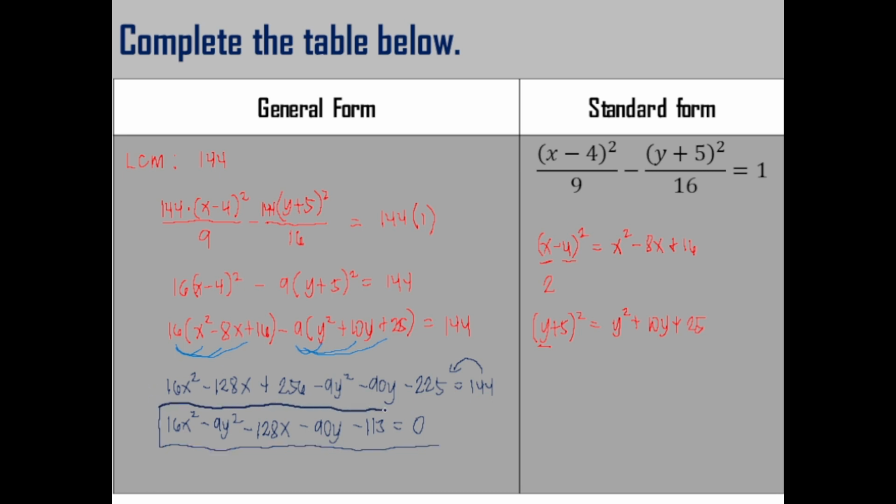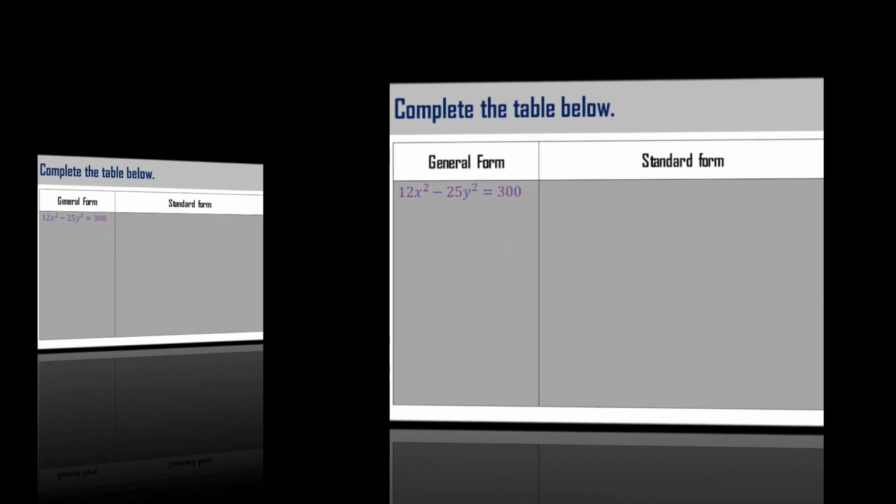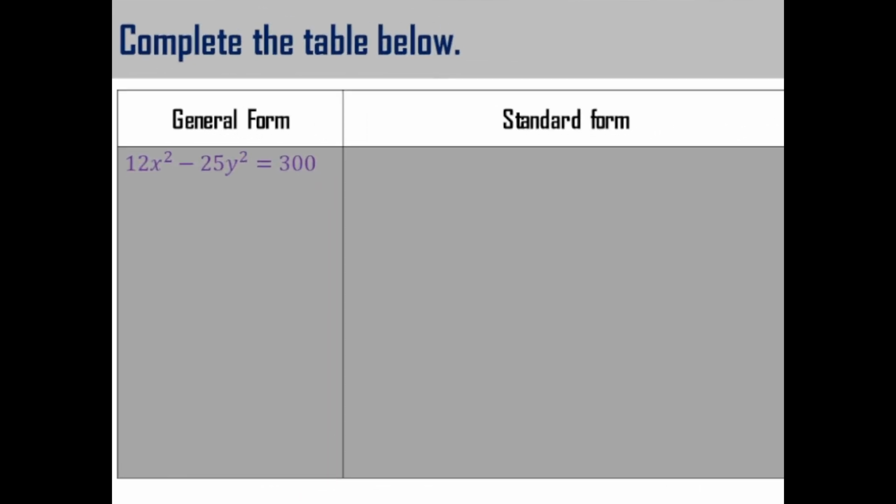Okay? Nakuha po ba ito? Nakuha po? Yes po. Okay. So this time, let's move to our number 3 problem. Okay, can you please read problem number 3? 12x squared minus 25y squared equals 300. Okay, thank you. Okay, so this time, from general form to standard form.